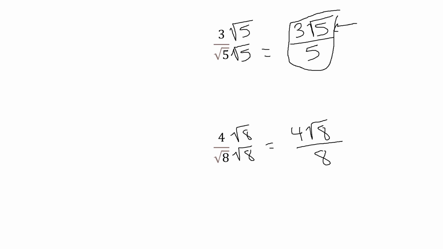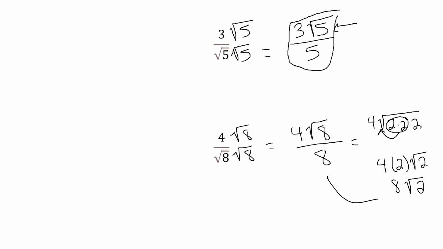However, 8 is not a prime number. There's not a whole number square root of 8, but I can break 8 up like we did last video. 2 and 2 become a pair. I'm going to pull it out. I'm going to have 4 times the 2 I pulled out. Leftovers are going to stay. 4 times 2 is 8, square root of 2, over 8. And then here we have to remember our fraction rules, because we have 8 over 8, which is 1, which just gives me 1 square root of 2.